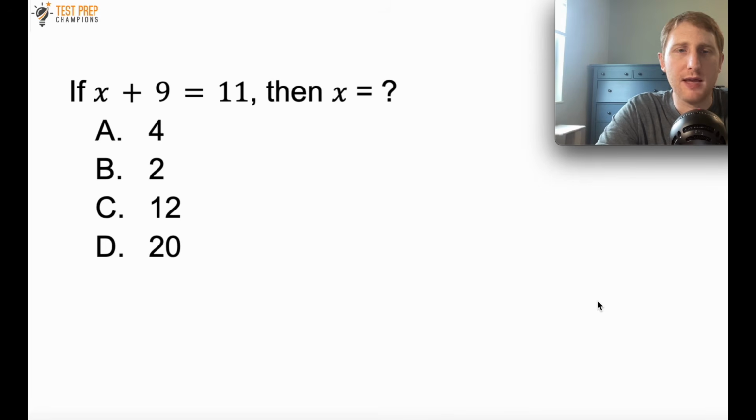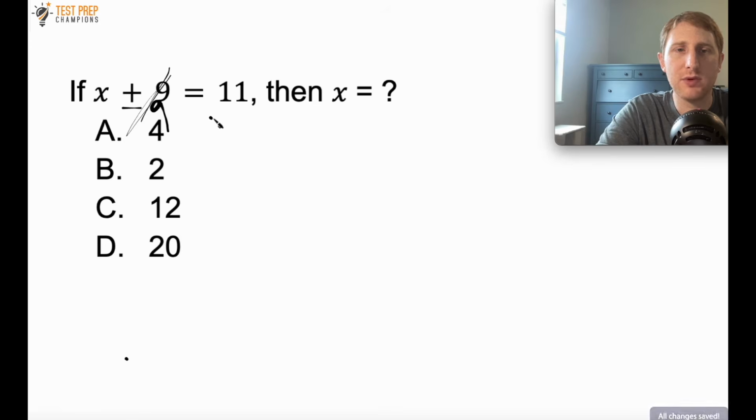So the name of the game here is to solve for x. And that's a fancy way of saying we want to get x alone on one side of our equation. So we see that we have x plus 9 equals 11. Since we have a plus sign in front of the 9, I'm going to do the opposite operation of addition, which is subtraction. Another way to say that is the inverse. So I'm going to subtract 9 over here, and the 9s will cancel out.